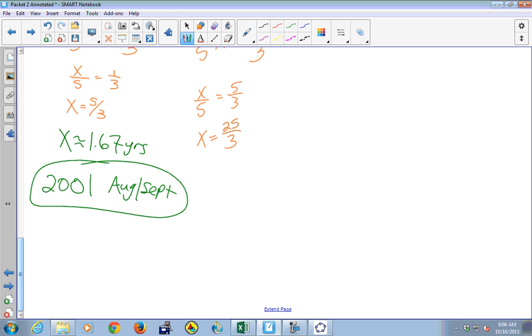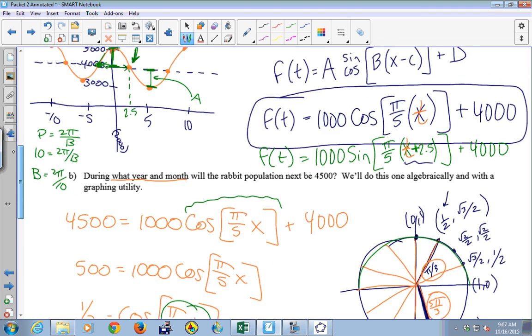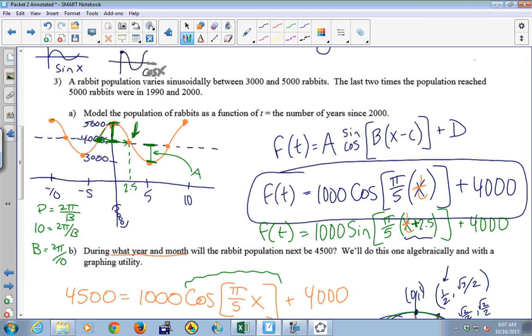So that's the next time we're going to hit a rabbit population of 4,500, which makes sense because in 2000 we were at 5,000 and decreasing, right? And we hit 4,000 in 2002, 2.5 years later. So somewhere in between there, we should hit 4,500.